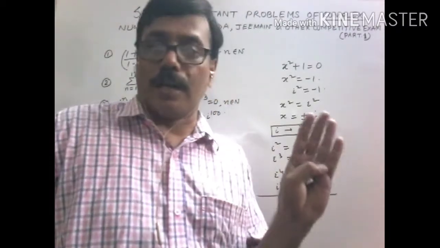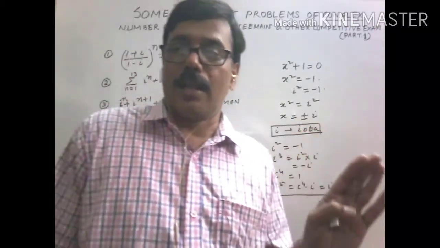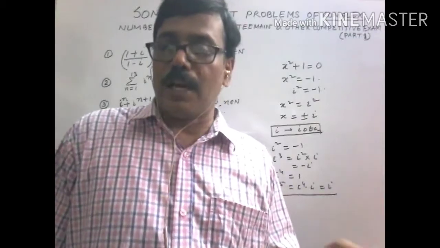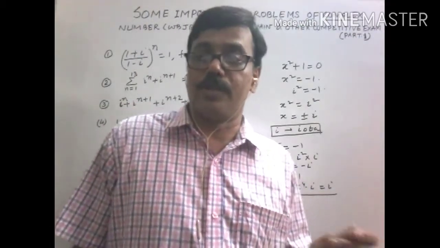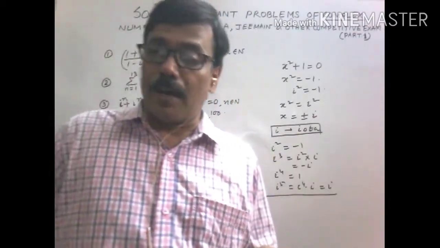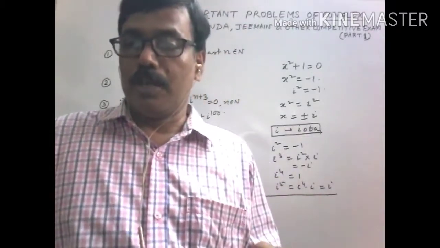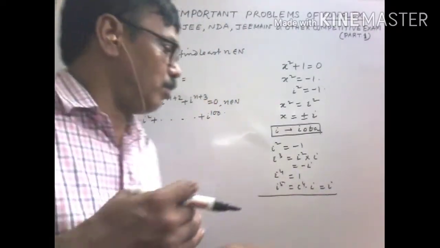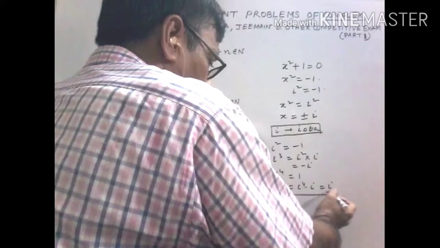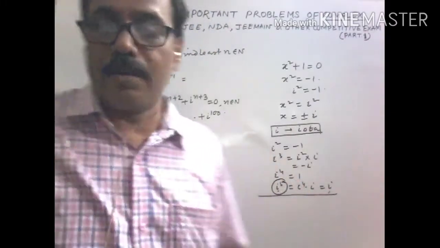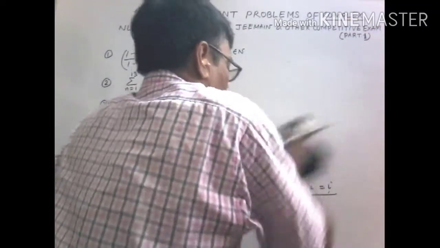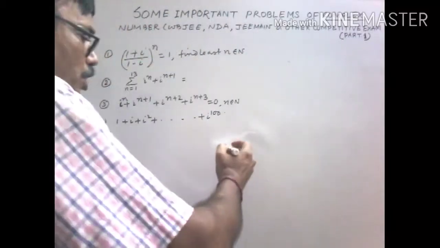What are the possible ways? 1, minus 1, i and minus i. If the power is an integer multiple of 4, then the value is 1: i to the power 4, i to the power 8, i to the power 12. If it is an even number but not a multiple of 4, then the value is minus 1. And i to the power 5 equals i. If it is odd, then it is i or minus i. So these are the properties of i.